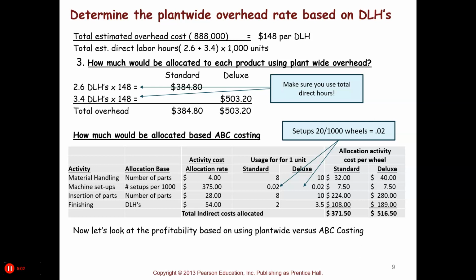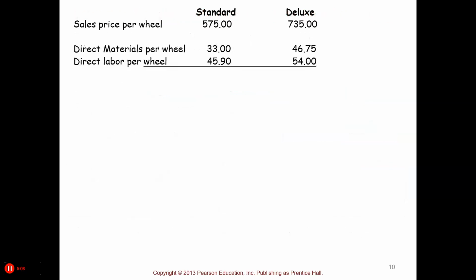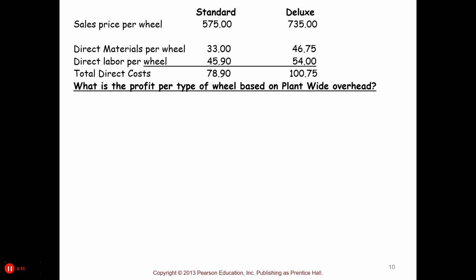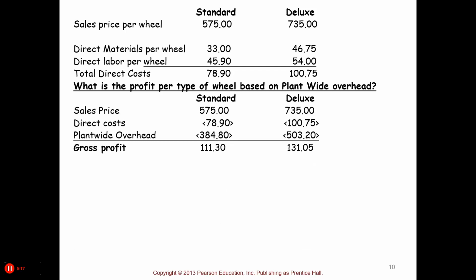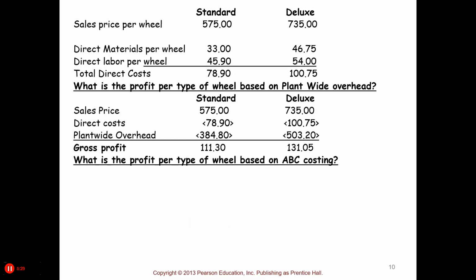Now let's look at the profitability based on using plant-wide versus ABC costing. So we know what our sales price is, we know what our total direct costs are, and now we can look at profitability. Now, if we were to do it based on plant-wide overhead, it looks to me like we'd want to produce more of the deluxe than the standard because we make more money on them. What if we used ABC costing?